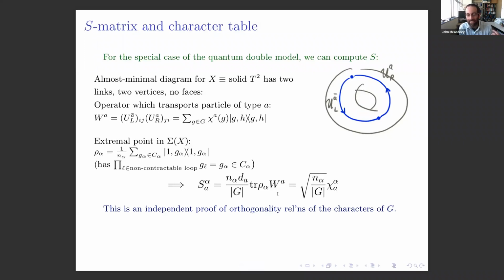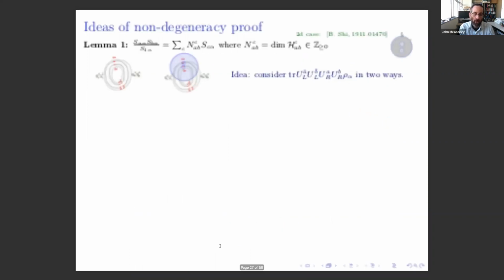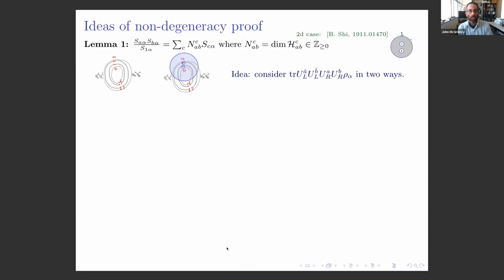It's famously you can make a unitary matrix by normalizing it properly. And so the proof whose idea I'm about to describe gives an independent proof of the orthogonality relation for the character table of any finite group. So in this case, the fusion data is the ring of irreducible representations, and the fusion data for loops is the conjugacy classes.